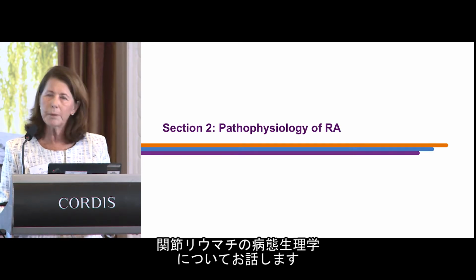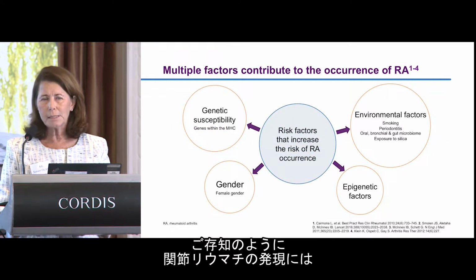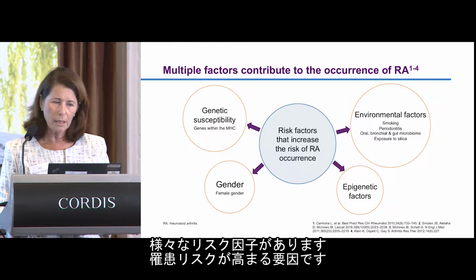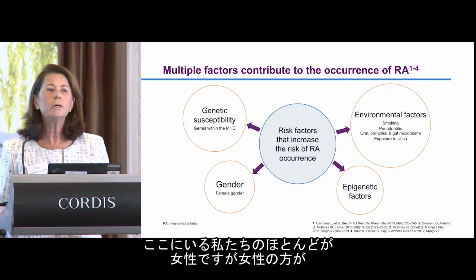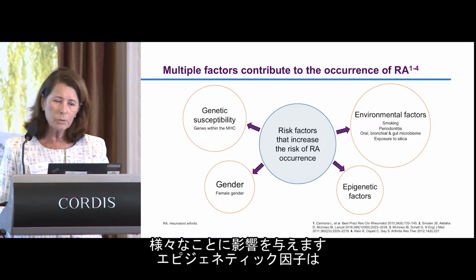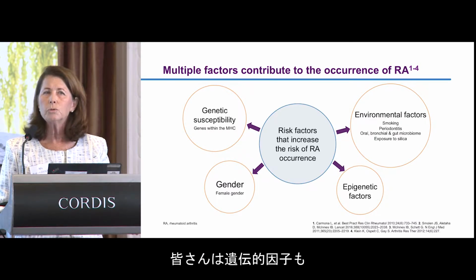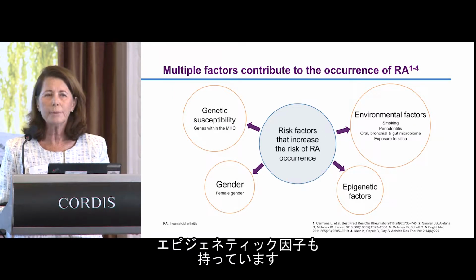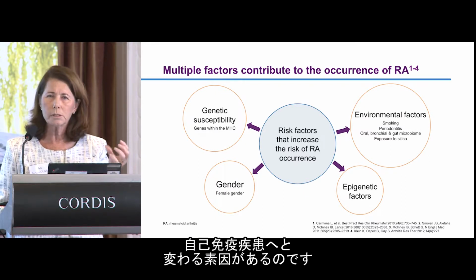And we're going to talk about the pathophysiology of RA. So there are multiple risk factors, as you know, for the occurrence of RA that increase your risk of having RA. As you know, there's genetic susceptibility, the fact that nearly all of us women here have a higher risk of having rheumatoid arthritis, and those will affect things. And there are epigenetic factors. That is that you're predisposed. You will have a genetic factor, but you'll also have an epigenetic factor where your tissues are predisposed to switching over from tolerance and normal immunity to autoimmune disease.